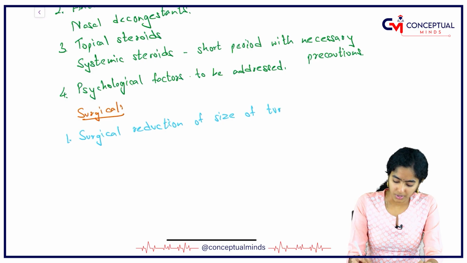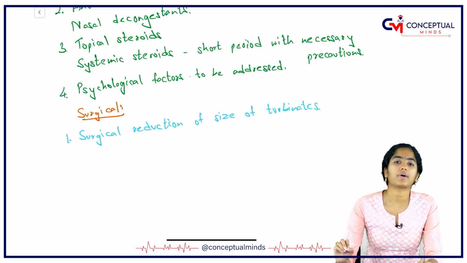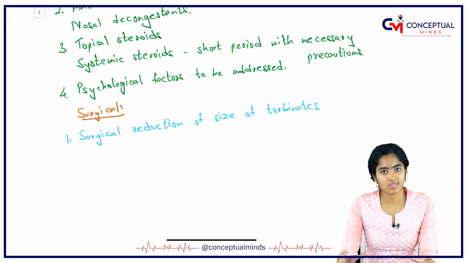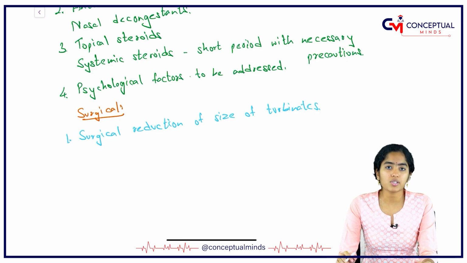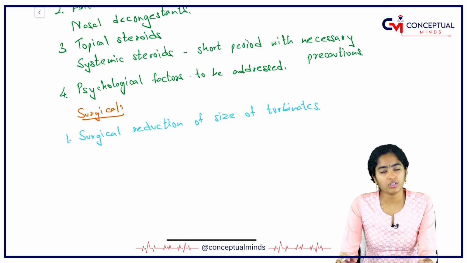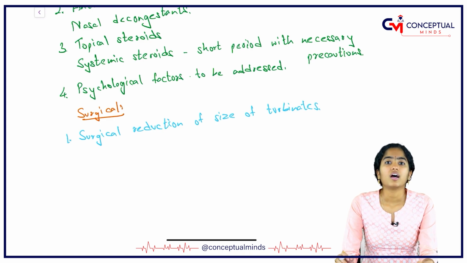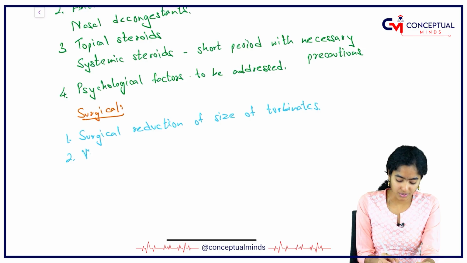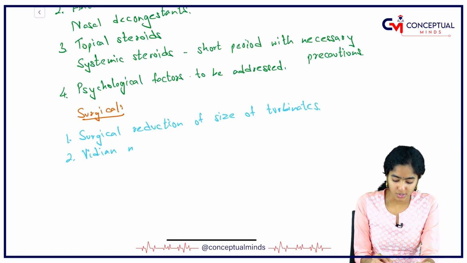Now, so far, if you have observed, in all our management, we have never addressed the actual root cause, that is parasympathetic overactivity or autonomic imbalance, unstable autonomic nervous system. If we address it, it is the ultimate solution, as radical as it might sound, but it has to be done in some very severe cases where there is no other solution, that is Vidian neurectomy. Vidian neurectomy is the final solution in patients where nothing else is working.